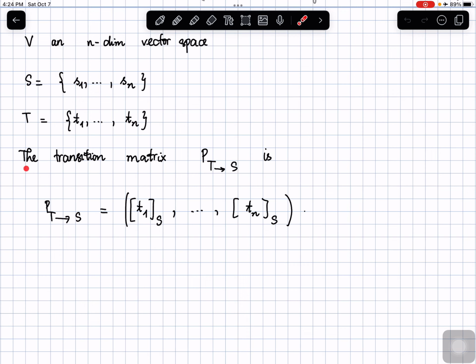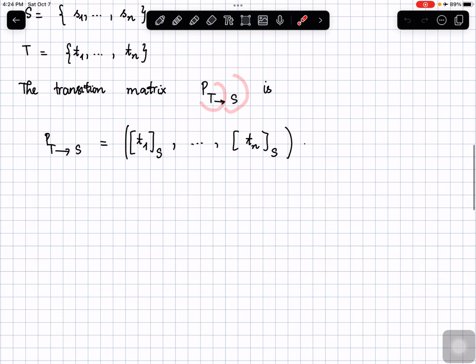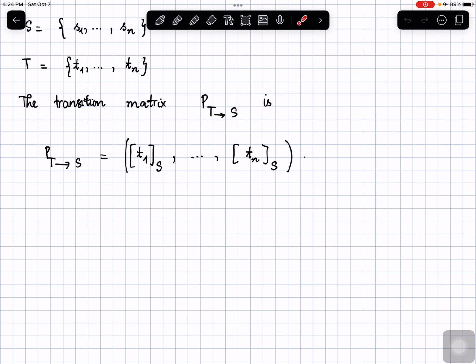Here we will learn about the transition matrix. We have a vector space V of dimension n. We have two bases. The first basis is S, the second basis is T. And we want to find the transition matrix that changes from basis T to basis S. And that transition matrix is a matrix with n columns.